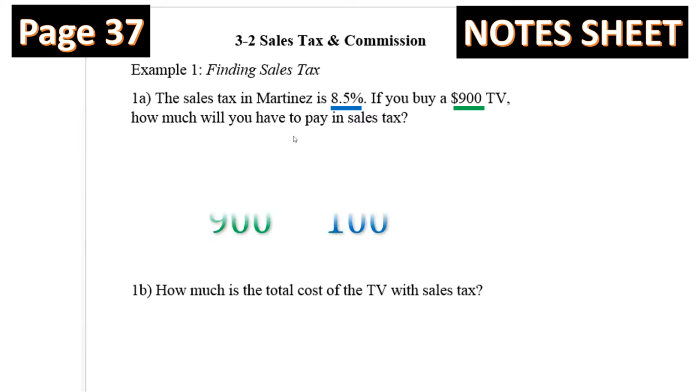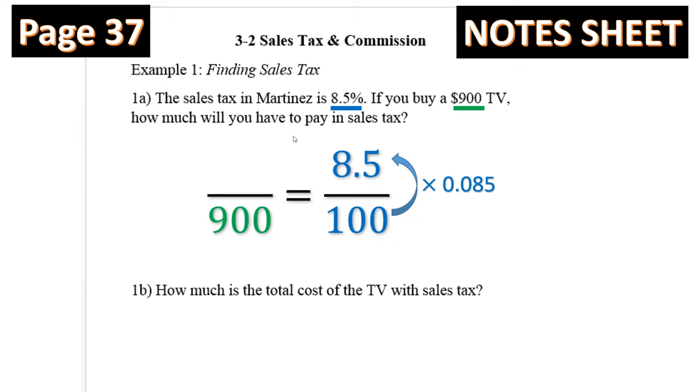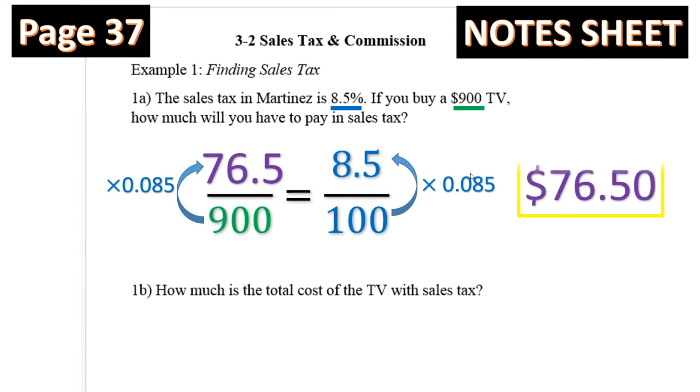So that's the total amount. So we're going to have 8.5% over 100 equals something over $900. So if we convert 8.5% into a decimal, you're going to have 0.085. Make sure you have the 0 here. Then we're going to do 900 times 0.085, and we're going to get 76.5. And this is money, so we need to write $76.50.